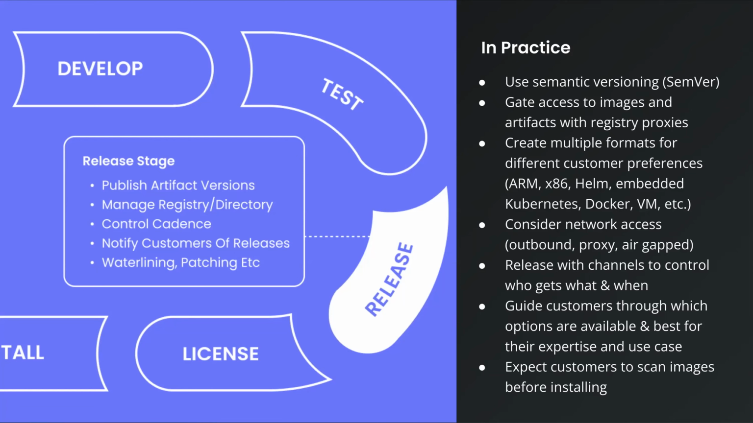Creating different packages for various formats. A customer might be running ARM or a Linux 64-bit Intel machine. They may want to do a direct Helm install, embedded Kubernetes, or a single Docker or VM, whatever that is. So thinking about the packaging format and the distribution, but also the architecture they're going to be running it on, is important. That goes all the way down to making sure that you're releasing multi-architecture images in your application when possible to support that.